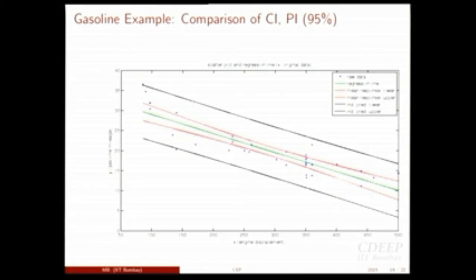If you see this plot, the x's are the given data, the green line is your regression line using your A transpose A inverse A transpose Y, right? And now you see the red curve. What is this red curve? The red curve is actually a confidence interval on the mean response. What it says is, let's say if I fix x equal to 200, and I were to drive many cars for which the engine displacement is 200, I'll keep getting different values of the mileage. But if I were to average all those, what is the value I get?